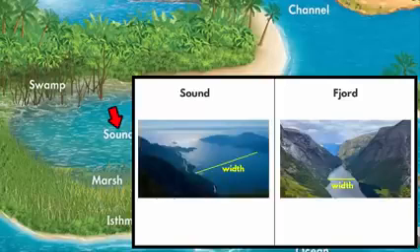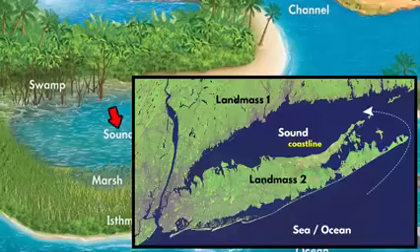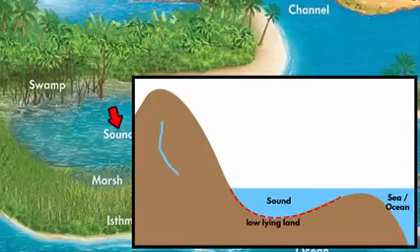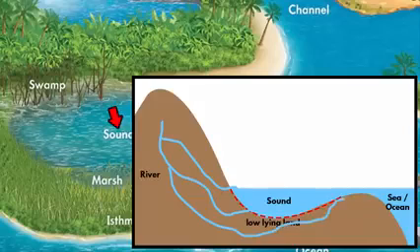You will find a sound only near the coastlines of the world. And the water is from sea or ocean. That means it is a saltwater landform. If you look at this landform, you will find that this area has to be a low-lying land. And that is how the water from the ocean or sea gets filled in. Now this kind of land depression usually occurs through erosion processes, or let's say a river that is coming from the land and joins the sea.